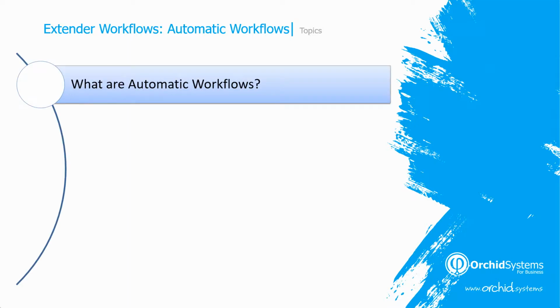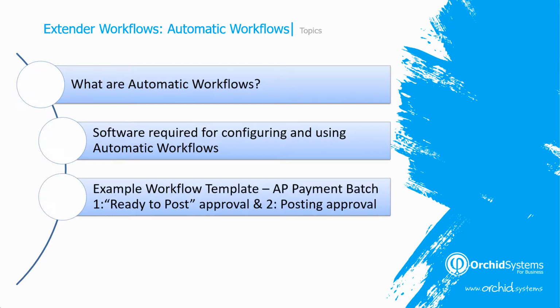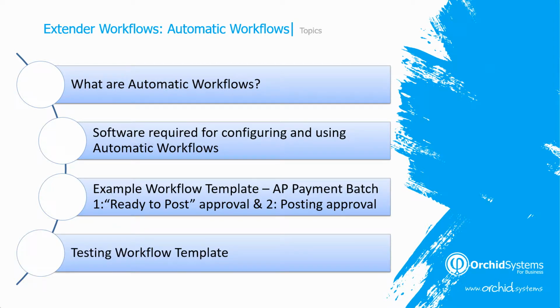The topics we're going to cover are what are automatic workflows, and what software is required for configuring and using automatic workflows. We're going to run through an example workflow template on AP Payment Batch, where we're going to have a two-step level of approvals, one to make it ready to post and the second to post the AP Payment Batch. And then we're going to test the workflow template and see the inquiries and console that we have to work with the workflow template.